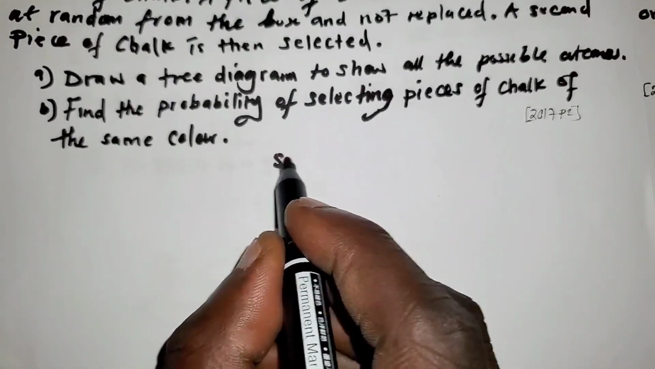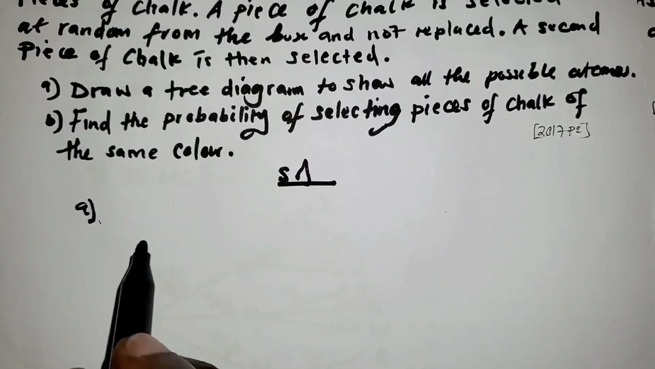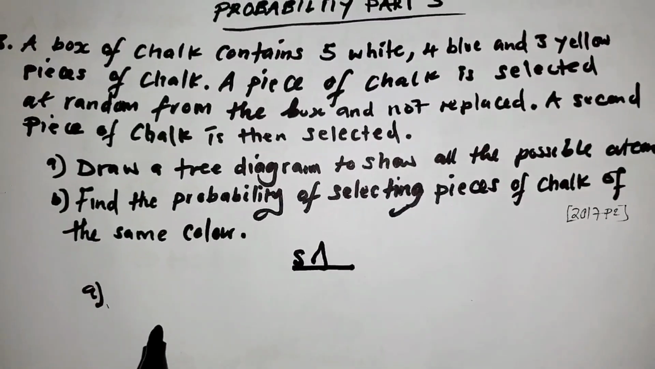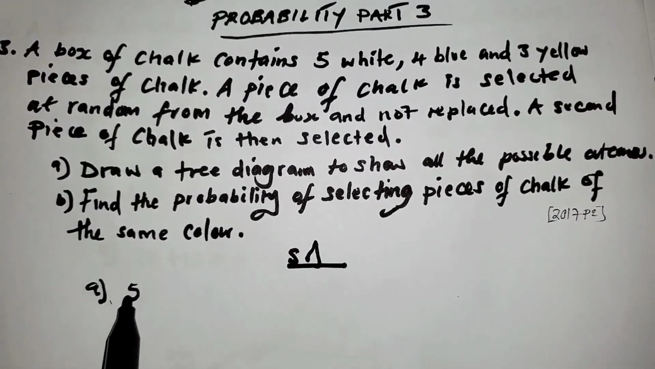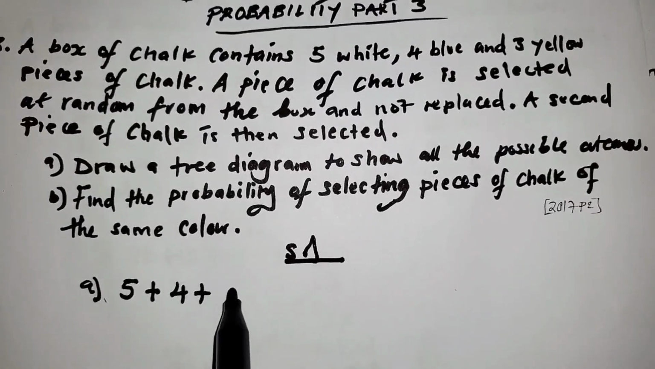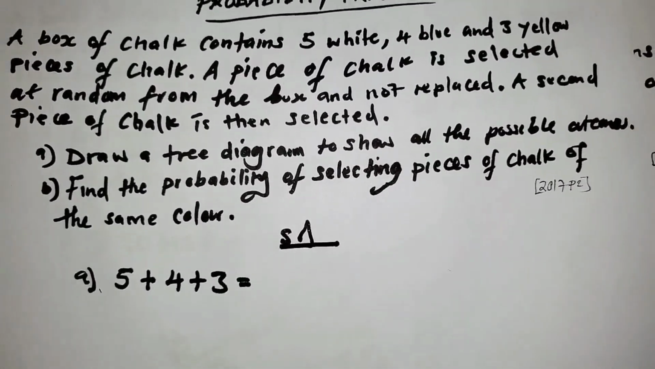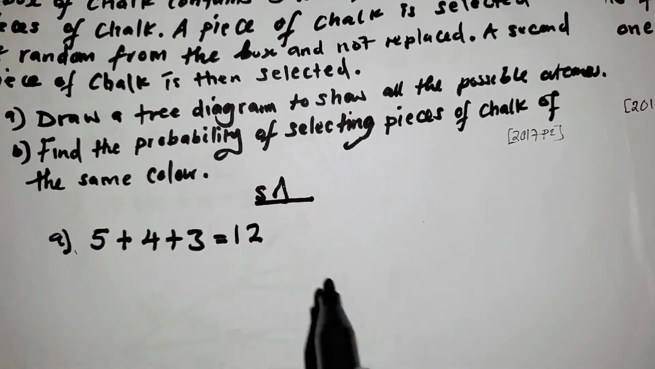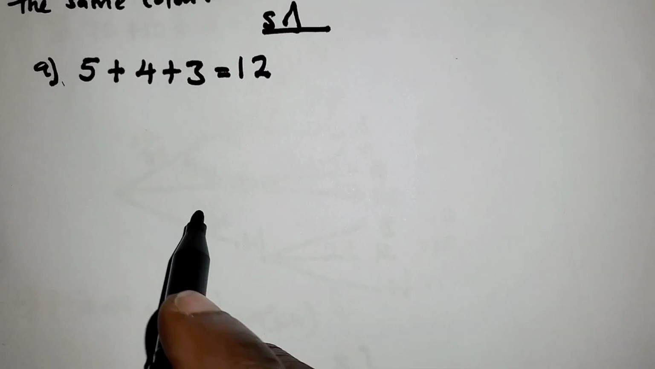Okay, so solution here, this is very simple. The first thing, we're going to come up with the total number of pieces of chalk. So we're going to add 5, 4, and 3. The answer is 12 here. The number is 12. Then the tree diagram is going to be like this.